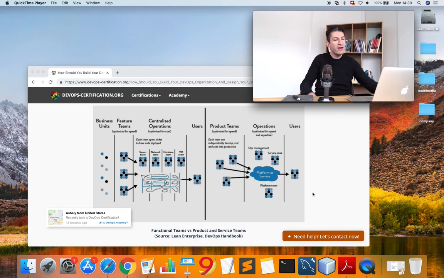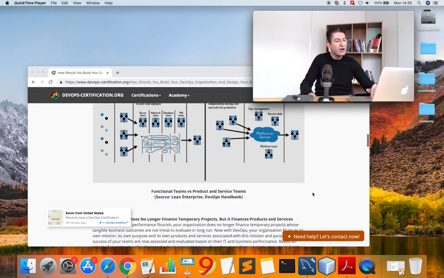But on the right-hand side, you see the product teams, and each team is responsible for a certain product. And once they deliver them, they operate this software in the platform as a service environment or infrastructure as a service environment of this company. And then users take the benefit of this software. And this is a very dramatic shift that the champion DevOps organizations managed to implement very well.